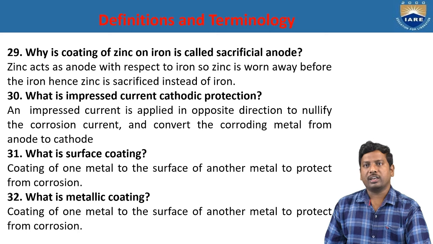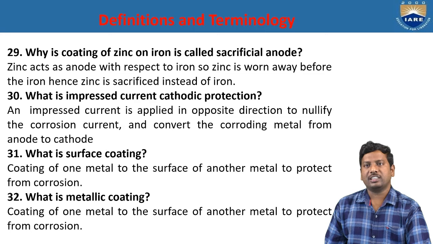Why is the coating of zinc on iron called a sacrificial anode? Zinc acts as an anode with respect to the iron. So zinc is corroded away before the iron, hence zinc is sacrificed instead of the iron. This is decided by the electrochemical series. According to the electrochemical series, the metal having the more standard reduction potential acts as a cathode and stays safe, and the metal having the less standard reduction potential acts as an anode and can sacrifice its life.